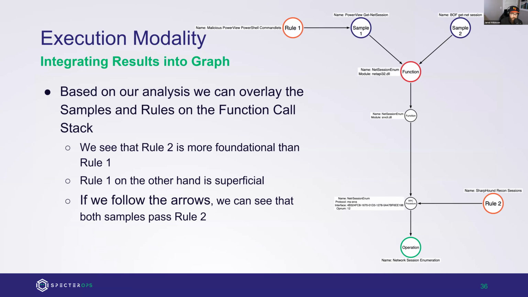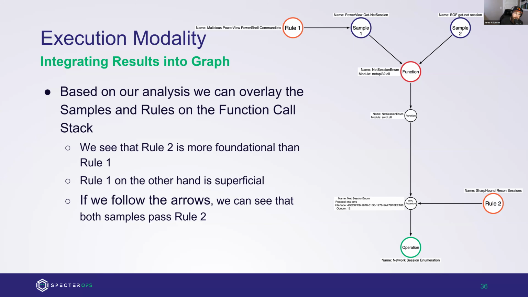All right, so we could take our rules and our samples and overlay those again onto our function call stack. As we do that, we notice that rule 1 is going to be dependent upon the execution modality. Rule 1 is up there in the top left, pointing to sample 1 because it only addresses the context or the modality that sample 1 is implemented in. Rule 2, on the other hand, is down at the bottom of the function call stack, and it's specifically focused on the RPC procedure call.